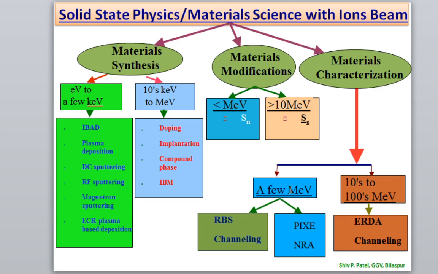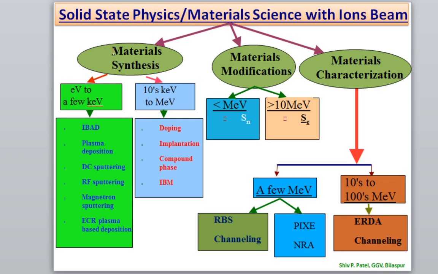So this requires an energy of a few MeV, maximum 3 MeV. Similarly, if the energy of the ion is much higher, of the order of 10 MeV to 100 MeV, then other nuclear techniques are there. That is known as elastic recoil detection analysis, that is ERDA or ERDA channeling. These techniques can be used to characterize the material.